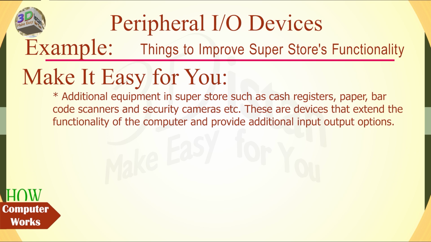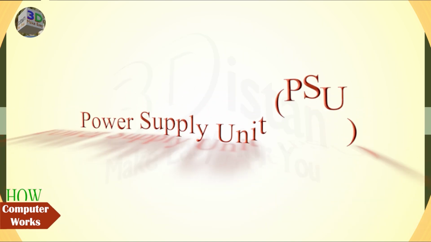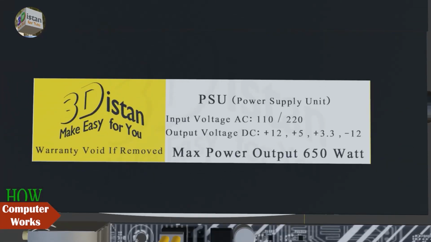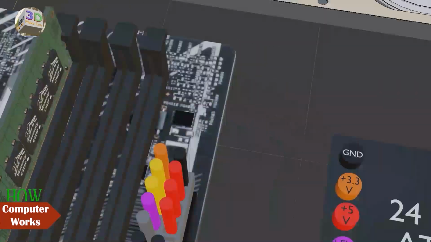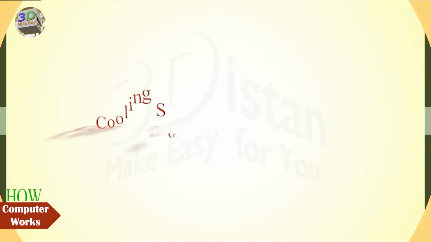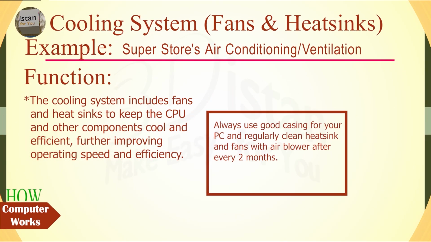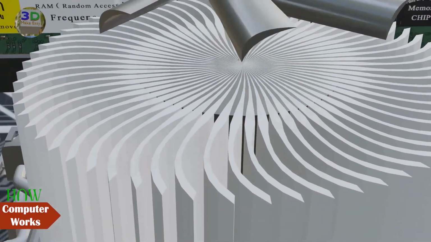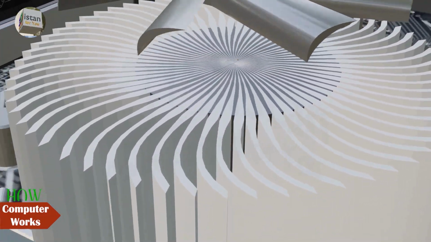These devices expand the computer's functionality, providing additional input and output options. Power supply unit, PSU. Example: the electricity supplied to the store. The PSU provides power to all parts of the computer, ensuring that all components are operational. Cooling system. Example: the air conditioning system in the store. The cooling system includes fans and heat sinks to keep the CPU and other components cool, preventing overheating.